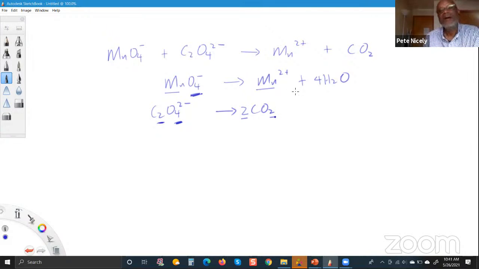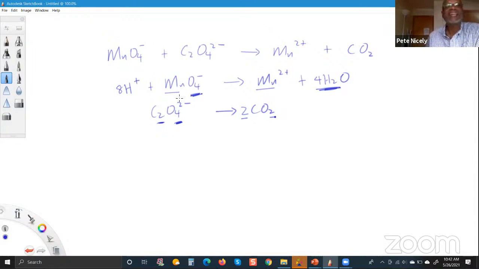Okay, the next step is that we balance the hydrogens by adding H plus ions to the side that needs it. So you notice that we have 8 hydrogens here. Excuse me, we have none on this side. So I'm going to add 8 hydrogen ions on the left side, all right? In the case of the second half equation, there are no hydrogens on either side, so we don't need to make any changes as far as that is concerned.